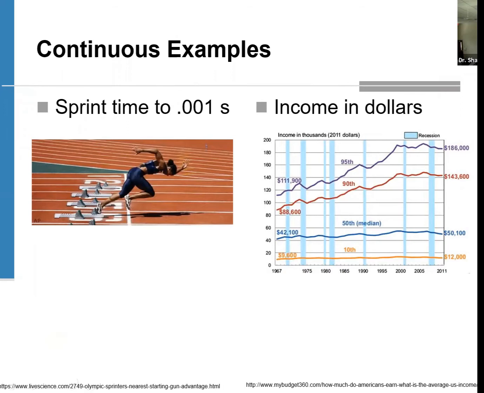Another example is the time that it will take an individual to sprint 100 meters. And so that's another example of a continuous variable. As I mentioned earlier, your income, right? Money.